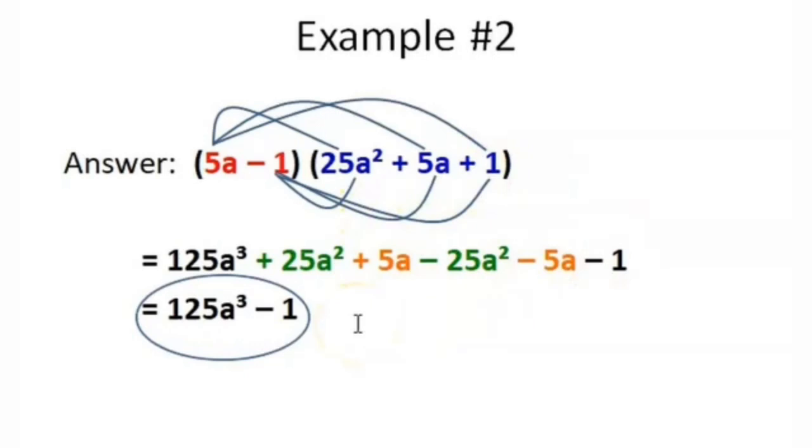So we have here like terms, kulay green at saka kulay orange. So we have positive 25A squared and negative 25A squared. So magiging 0 or makancel po natin. And we have also positive 5A and negative 5A. So magiging 0 or makancel po. So yung natitira is 125A cubed minus 1. So bumalik po tayo doon sa original equation. So therefore tama po yung sagot natin na ang factor ng 125A cubed minus 1 is equals to quantity 5A minus 1 times quantity 25A squared plus 5A plus 1.